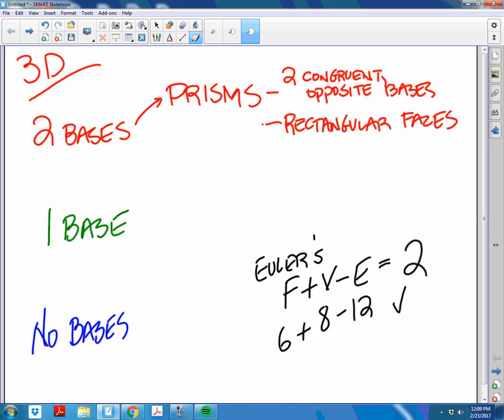2. Muy importante, 2. Now there's one other object we're going to study that has 2 bases. What is it? Cylinder? It is a cylinder, but it is not a polyhedron. But a cylinder does have 2 bases. It has 2 congruent opposite bases that have to be circular.